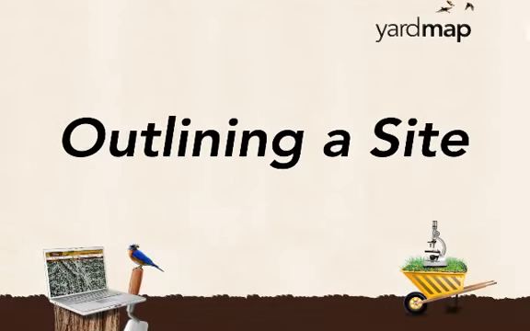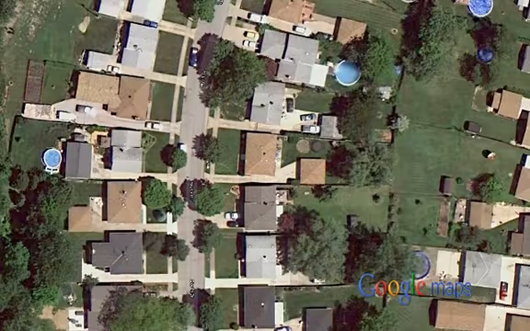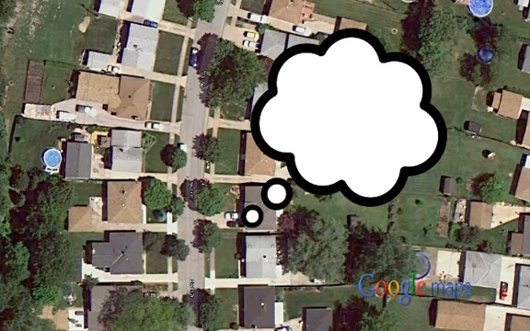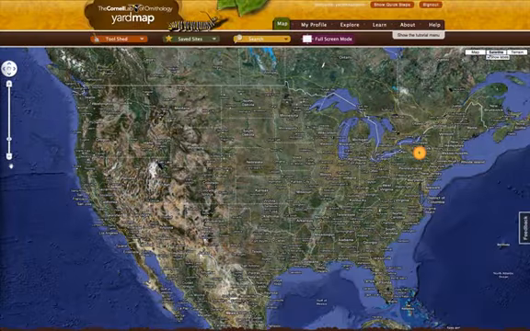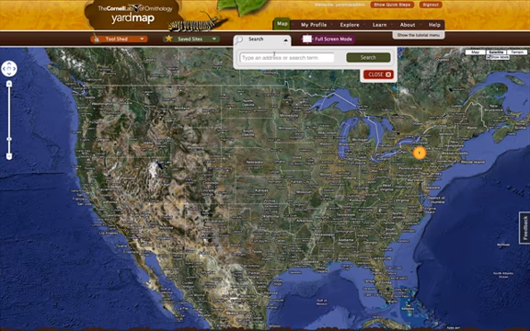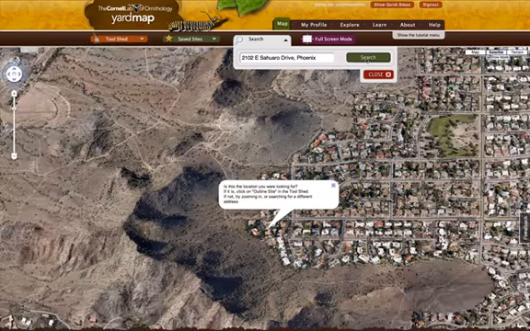Outlining a site. Yard Map is built on Google Maps. If you've ever looked at a satellite image of your house on Google before, you're most of the way to creating a successful yard map. You begin by searching here. You just type in a street address or zip code, include the town or city or state, and zoom in until you recognize your site.